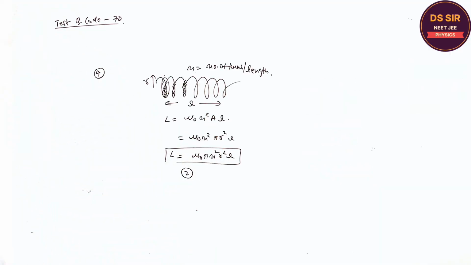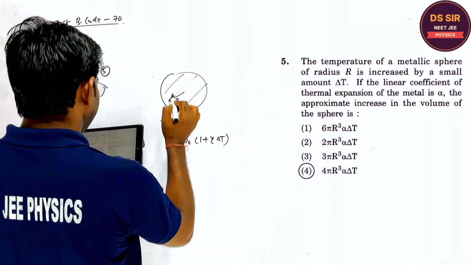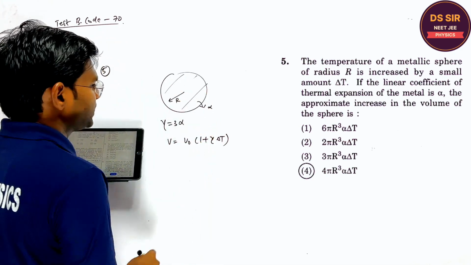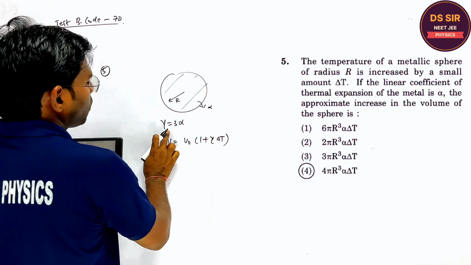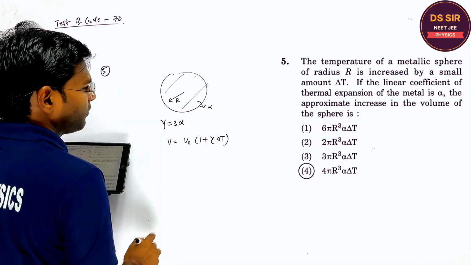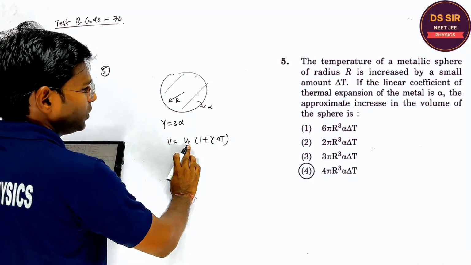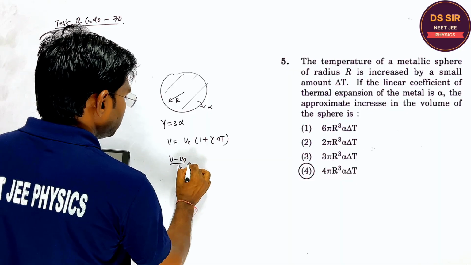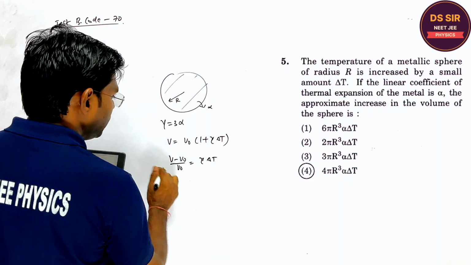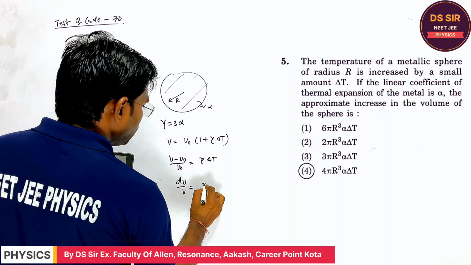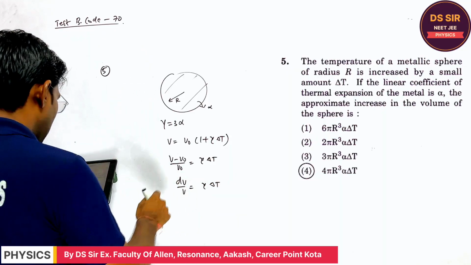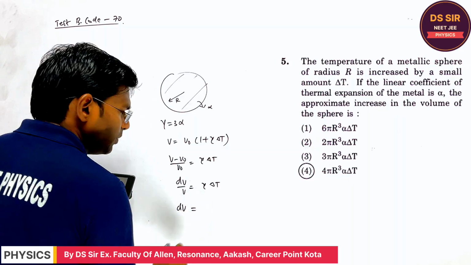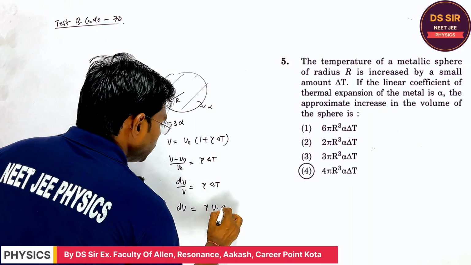So read this fifth question. In this question, there is a metallic sphere of radius r, and the linear expansion coefficient is alpha. Therefore the volume coefficient of expansion is gamma equal to 3 alpha, and the initial volume is V naught, and it depends upon the temperature in this way. If you do the calculation, you will get dV equal to V gamma delta T. The slight increase in the volume depends upon gamma into volume into delta T.